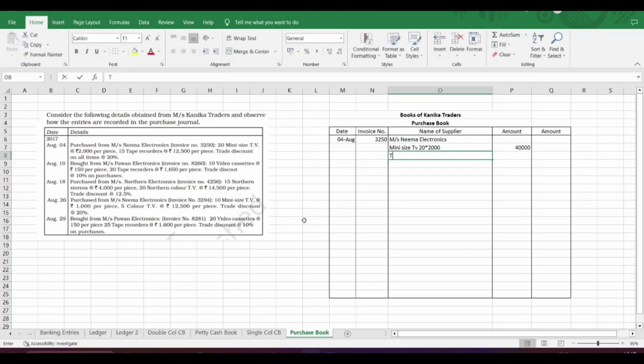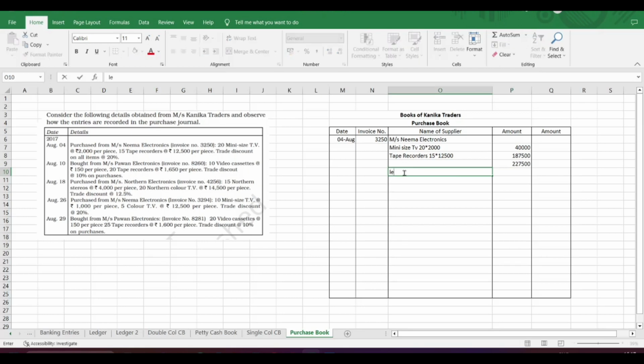Next, tape recorders, 15 tape recorders for 12,500 per piece. 1,87,500, and here trade discount on all items together they have given 20%. So let us first total the purchases, that is 2,27,500. This is our total purchases.